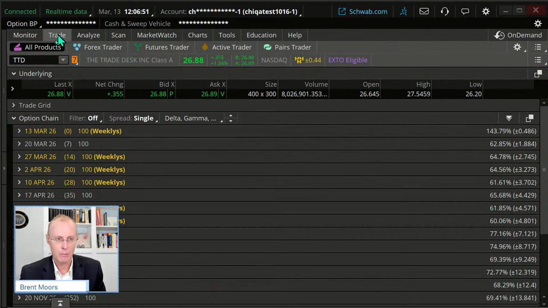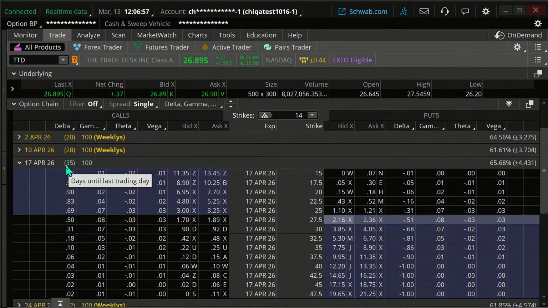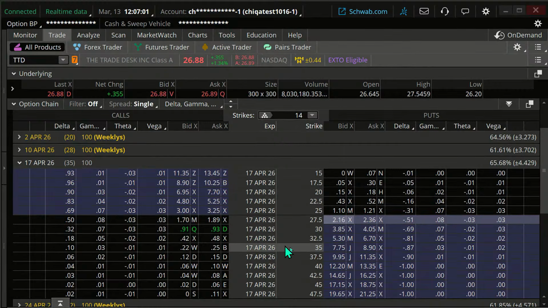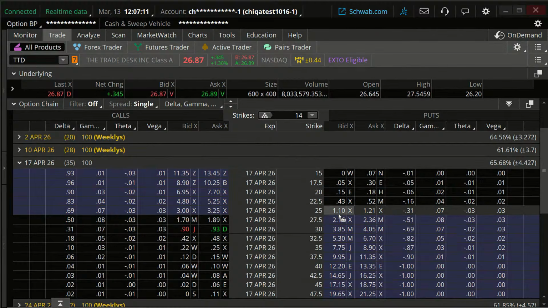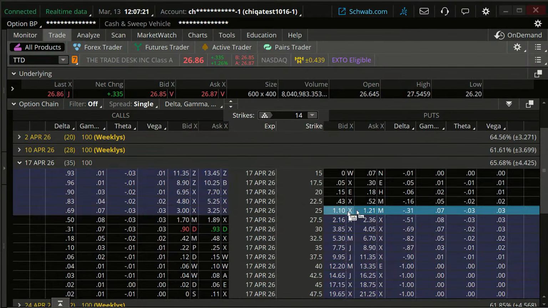I'm just going to go to the trade tab. I'm going to go out a month here, out to the monthly contracts. Those are in white right there. I'm going to use puts, and we're at 26.88, and I'm going to make this a little bit more bearish. So I'm going to make the 25s the center strike. I'm going to click on the 25, and I'm going to do 2 of those.